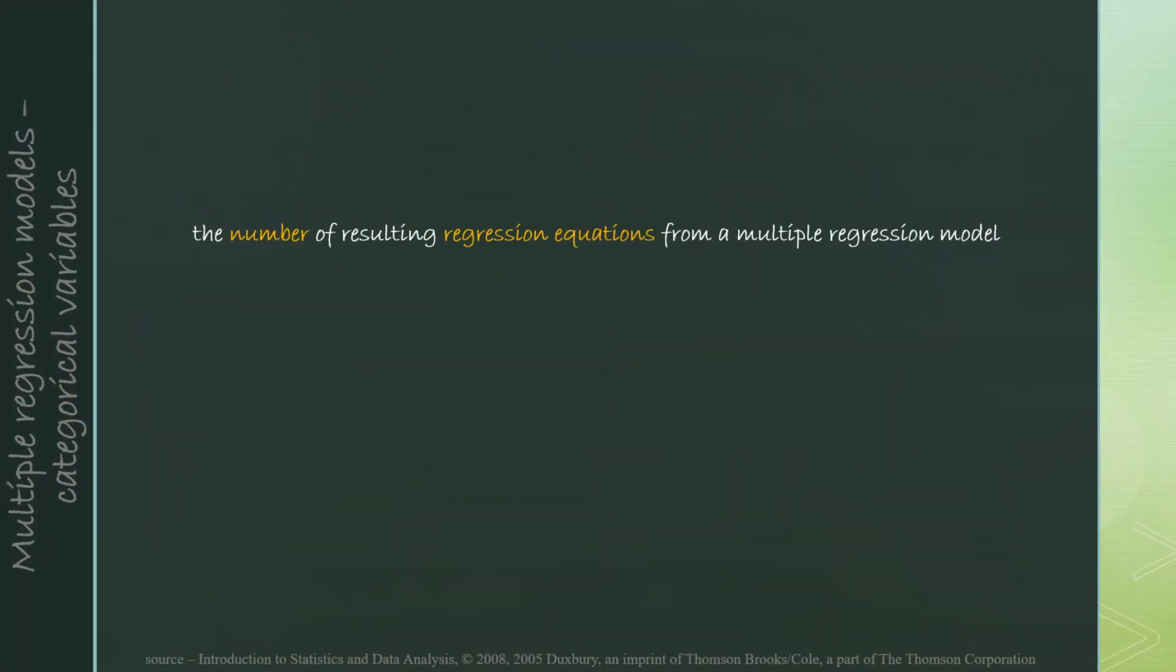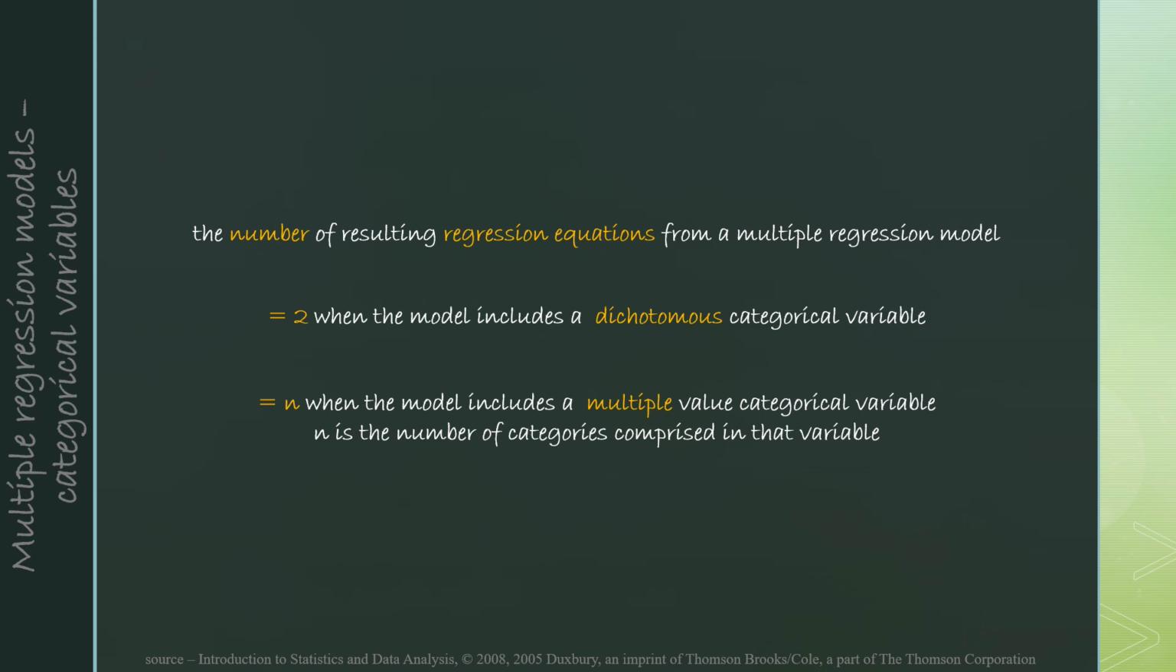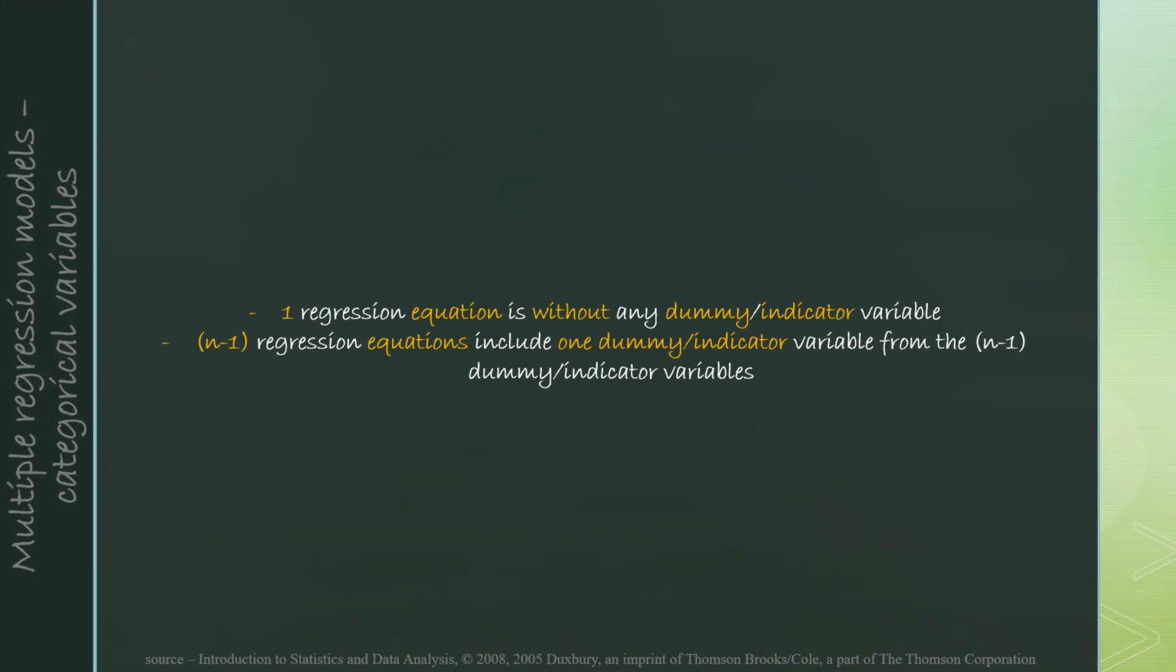The number of resulting regression equations from a multiple regression model equals 2 when the model includes a single dichotomous categorical variable, and equals n when the model includes a single multiple value categorical variable, where n is the number of categories comprised in that variable, of which one regression equation is without any indicator variable, representing the regression equation for the default category, and each one of the remaining n-1 regression equations include one indicator variable from the n-1 dummy indicator variables.